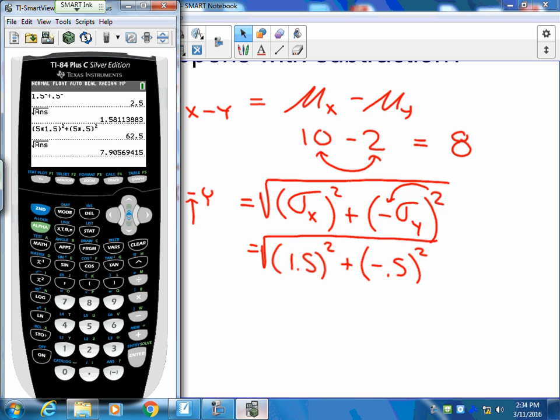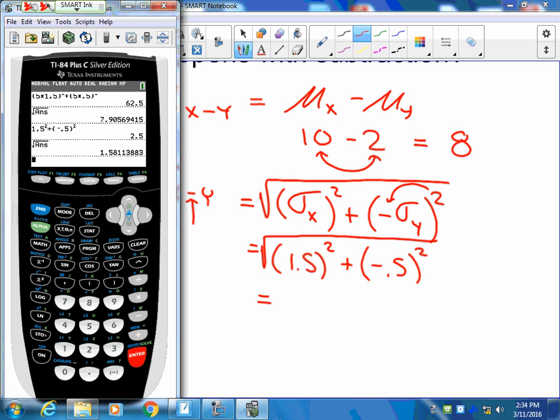So let's run through and just do this calculation quick, and we'll see the benefit of this overall. So we've got 1.5 squared plus parenthesis negative 0.5, close the parenthesis and square it. Okay, so that squaring makes that value positive, and then we square root to finish. And you see, we got this answer once before. So x plus y, x minus y actually give us the same standard deviation.